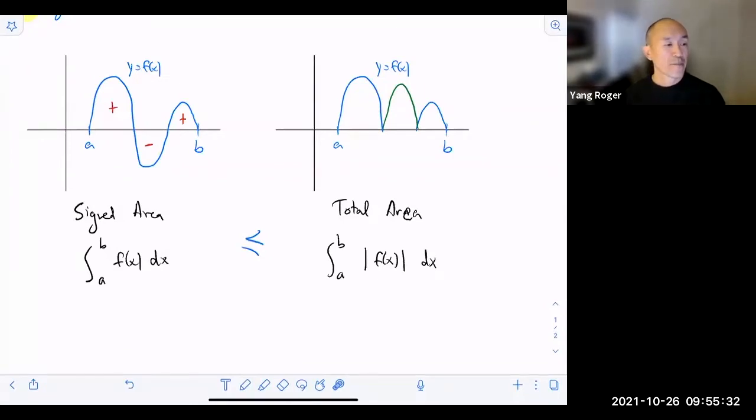Were there any questions about this scenario? Because I'm using this scenario to try to motivate area between two curves. Okay.